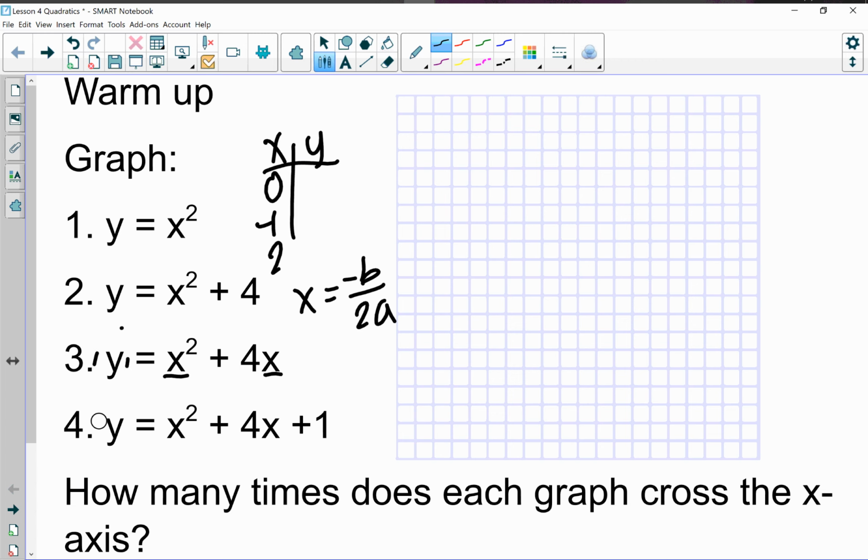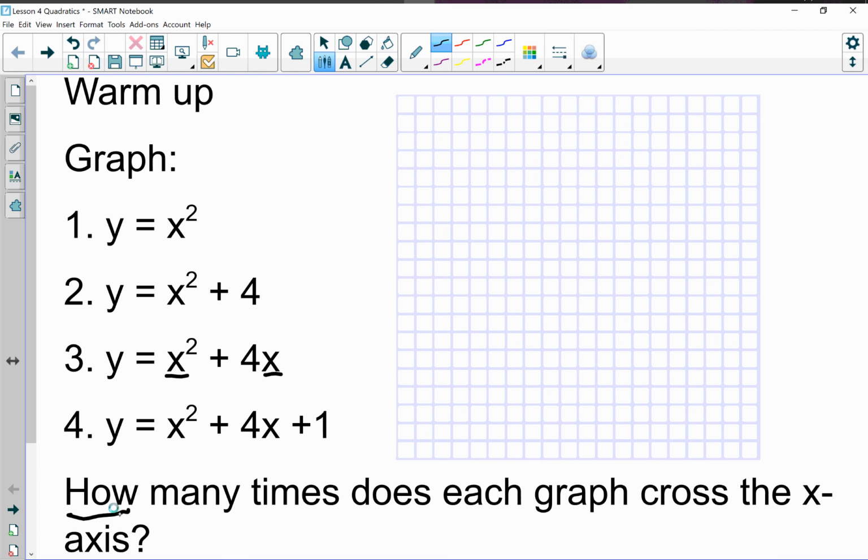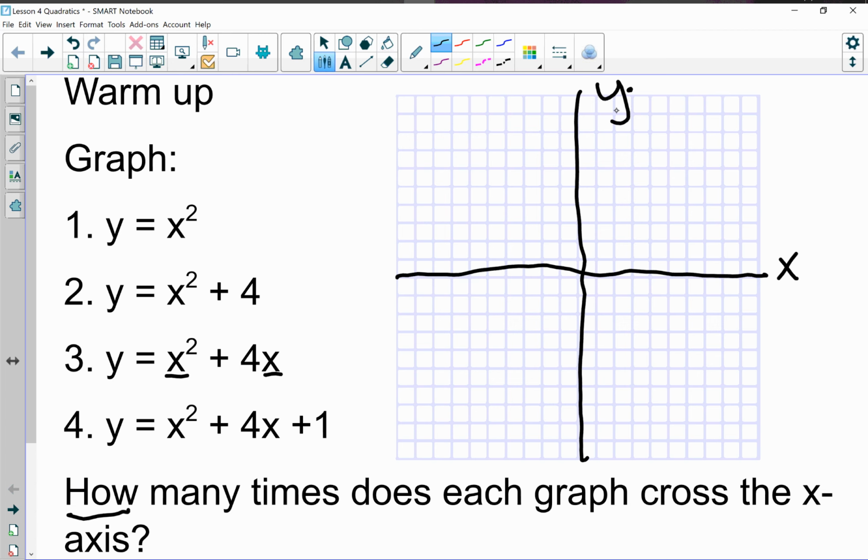So this could warm up and get ready for solving, because the first thing we're going to do in section 4.4 when we solve is we're going to solve it by graphing. And what we're looking for here is we're looking to answer basically this question, kind of how many times does it cross the x-axis? So if this is the x-axis, and here's the y-axis.